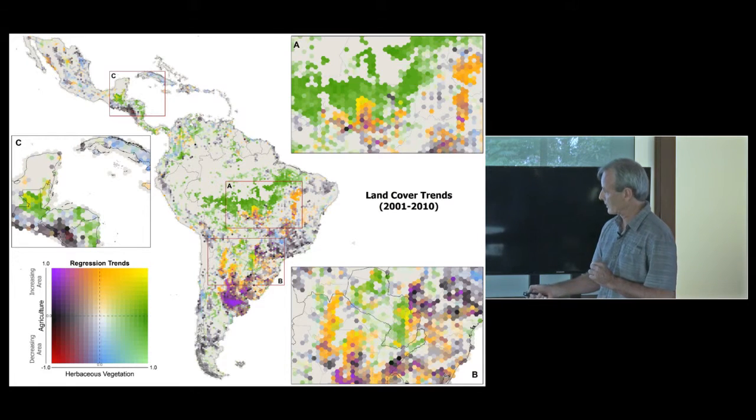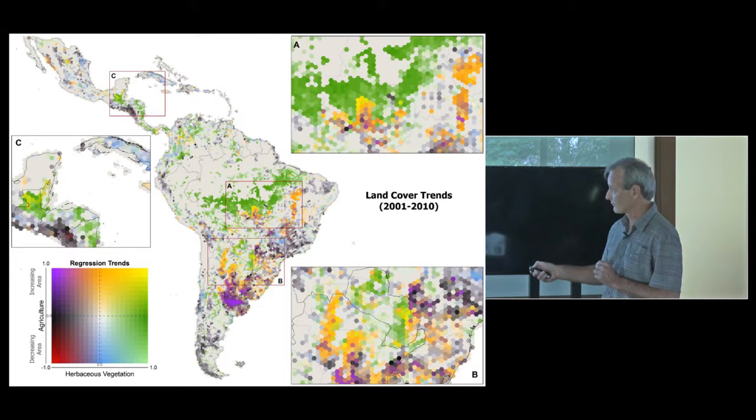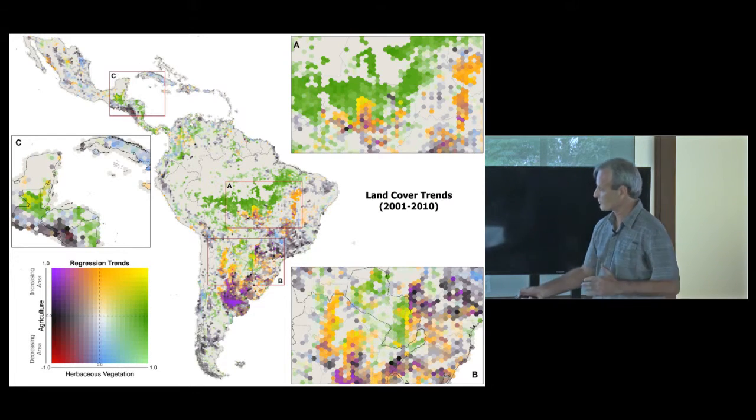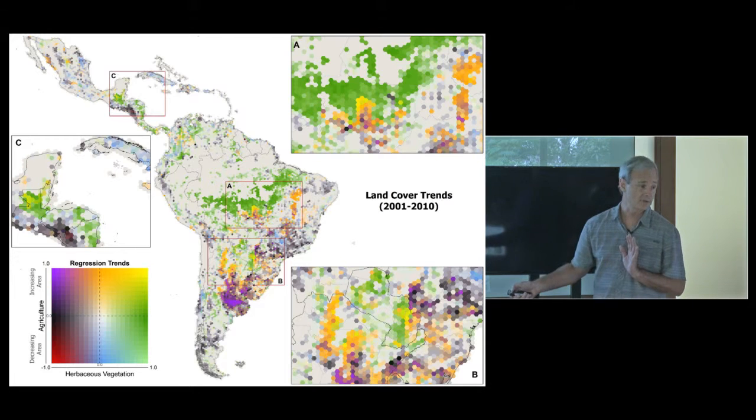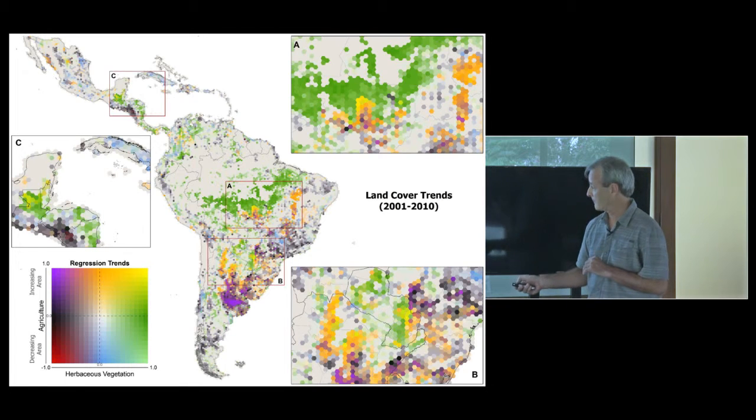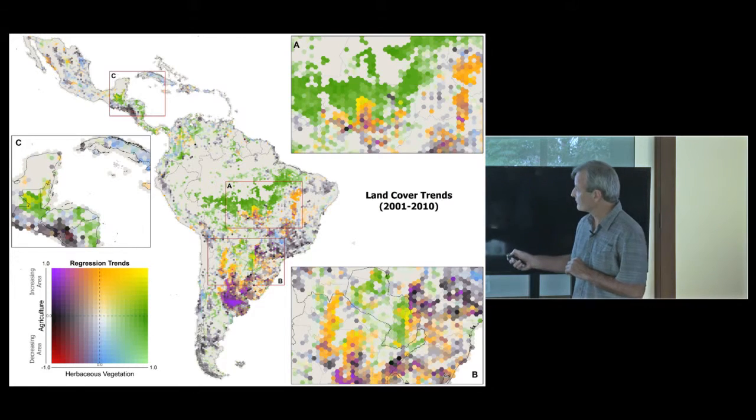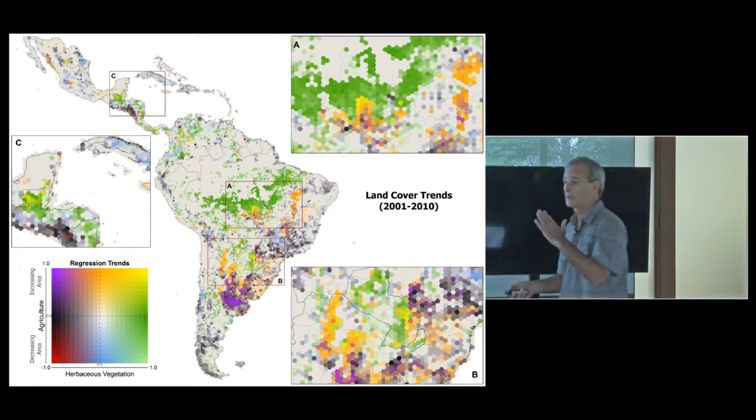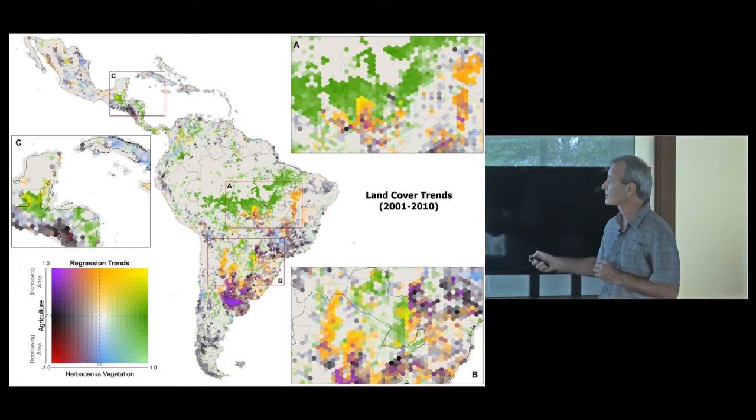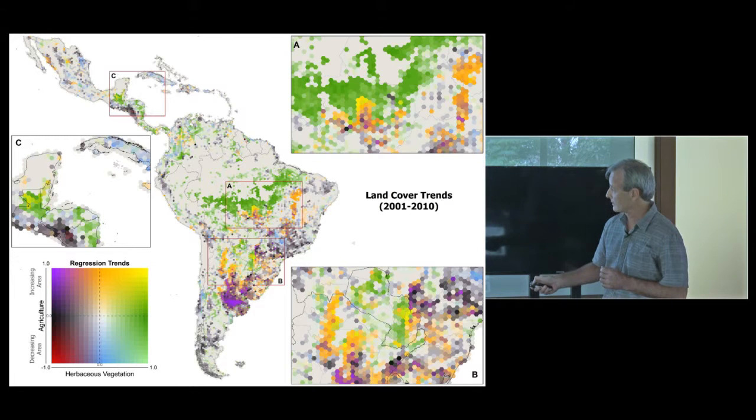So let's start with the green. This green here is not forest. This green is representing a very strong increase in herbaceous pasture lands, but not really much of a change in agriculture. You see that? So the arc of deforestation here, we're getting a big increase in pasture lands, and this is at the cost of deforestation of forest.